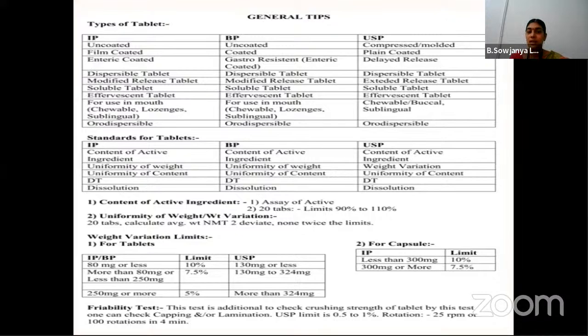The content uniformity or active ingredient content is simply done by assay. For 20 tablets, within the limits of 90% to 110%, the drug content activity is finally determined. Then the weight variation limits for tablets and capsules, and friability. 0.5 to 1% is the standard limit, so it should be within the range to be acceptable. If deviations are observed, it should be rejected.